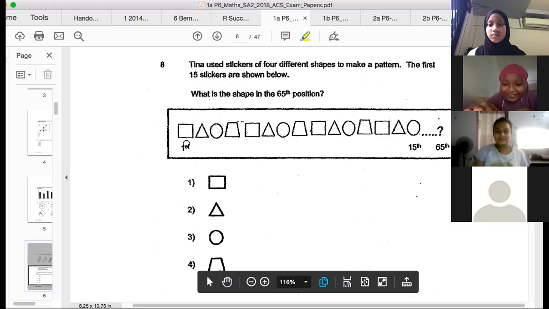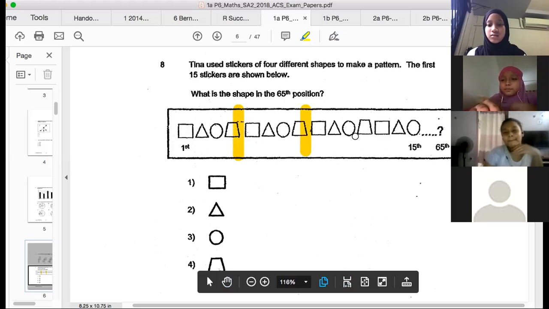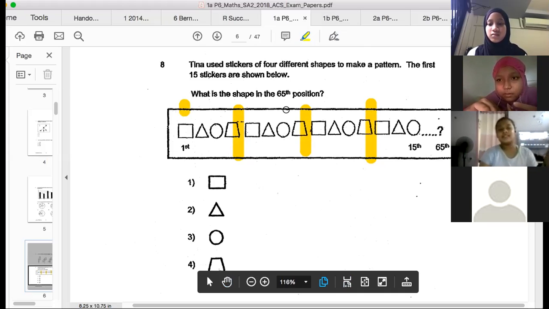Down here, see, it repeats every 4. 1, 2, 3, 4. 1, 2, 3, 4. Right? So now, this is like number 1. Wait, this question always comes out when I do practice papers. Yes. So now, you can see this is number 1, number 2, number 3, number 4.